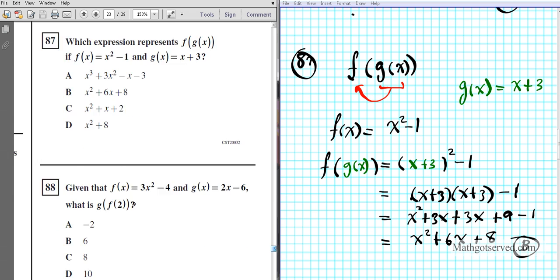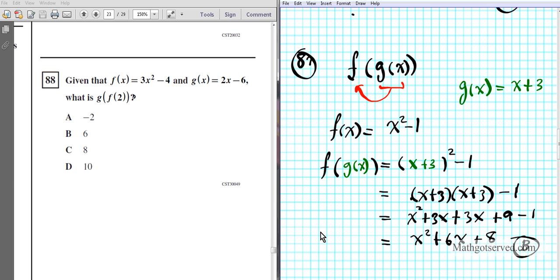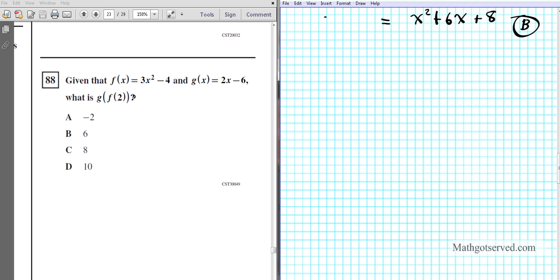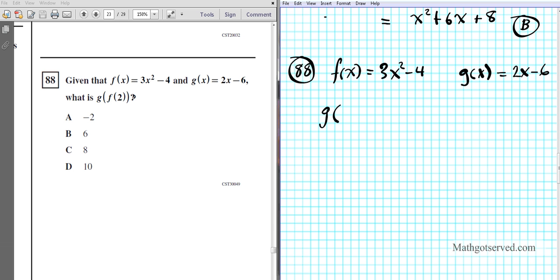Alright, let's move on to question 88. So in question 88, it's composition, but at a point, okay? We're evaluating the composite function at a particular x value. So we have f of x is 3x squared minus 4, and g of x is 2x minus 6. We have to find g of f of 2. There are two ways of doing this. I'll show you the quickest way of doing it, that doesn't involve much work.